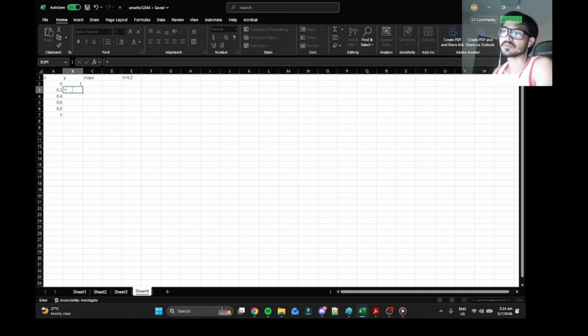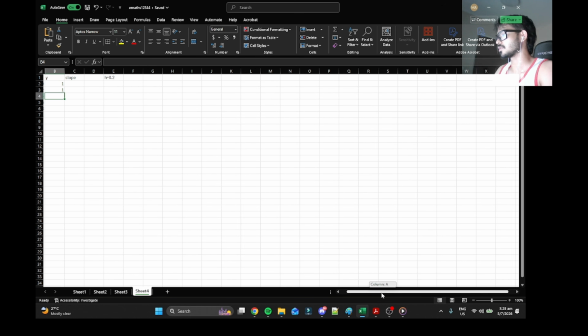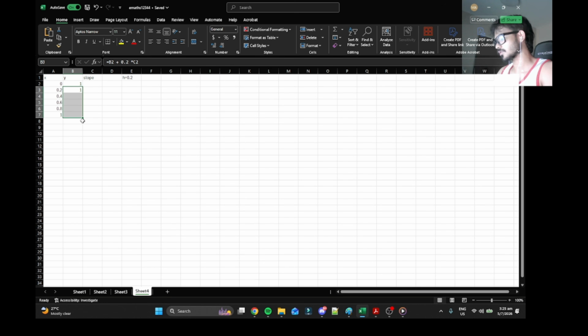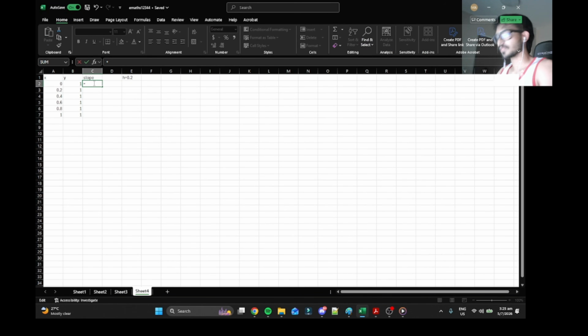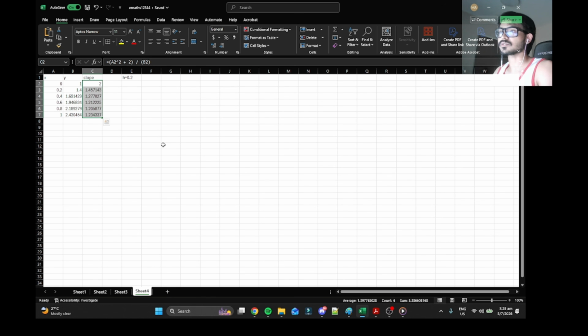For the y value on the other hand, I will use the general equation, which is the previous value of y in B2 plus the step size multiplied by my slope, C2. So yet again, I can just drag this down and press Ctrl D. For the slope, we'll refer to dy over dx, which equals (x squared plus 2) over y. So I will use bracket x squared, I'll square this, plus 2, bracket, divided by my y value. Then again, I can just drag this down and press Ctrl D.